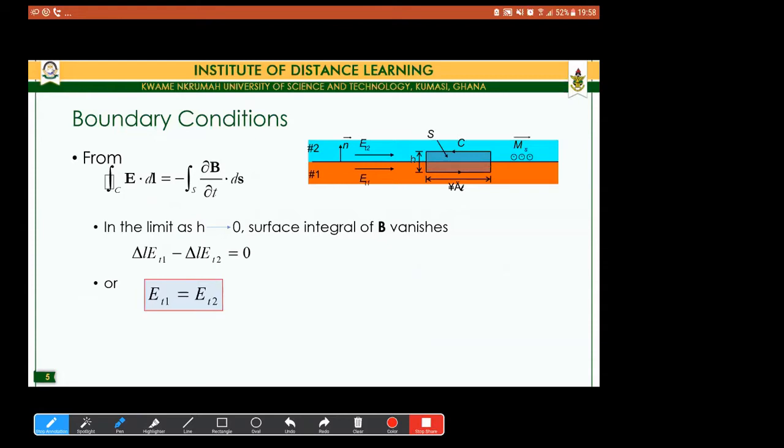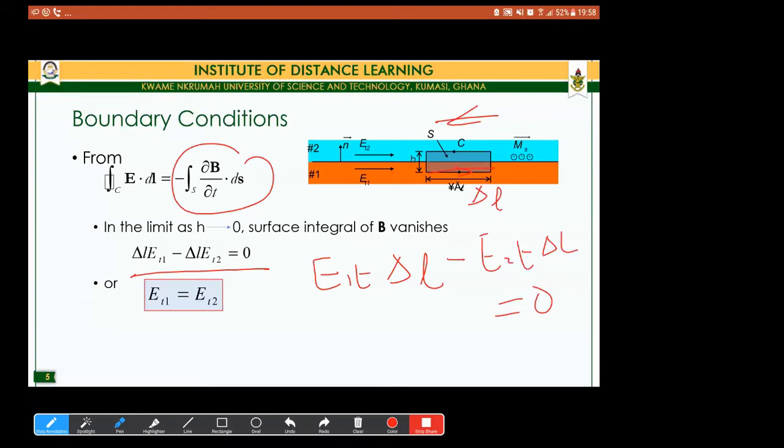In that case, if we are summing E·dl around this rectangle, then in medium 1 here, we have the tangential component, E1 tangential, times delta L. And as we can see, medium 1 is in this direction, and medium 2 is in this direction, so it will be minus E2 tangential delta L, and that should be equal to 0 because the surface integral vanishes. Obviously, delta L cancels out, and then you have E1 tangential equals E2 tangential.